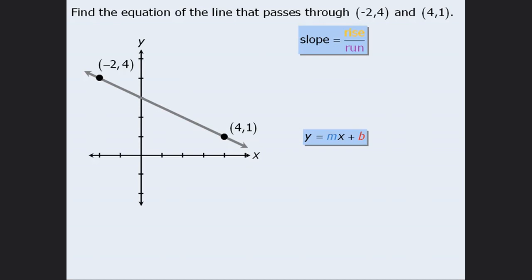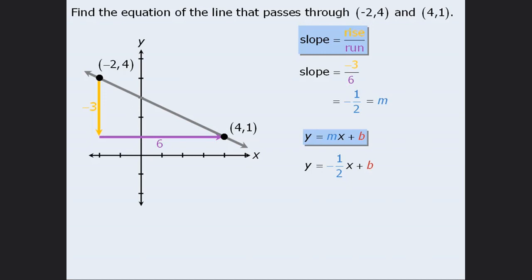Now to get from one point to the other involves a rise of negative 3 units and a run of 6 units. So the slope is negative 3 over 6, which equals negative 1/2. So the slope of the line is negative 1/2, which means the value of m is negative 1/2. Now that we know the value of m, we can replace m with negative 1/2 in our equation.